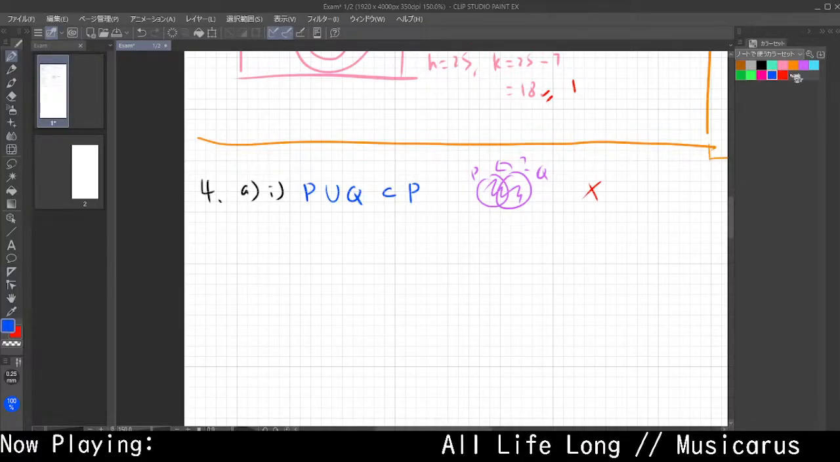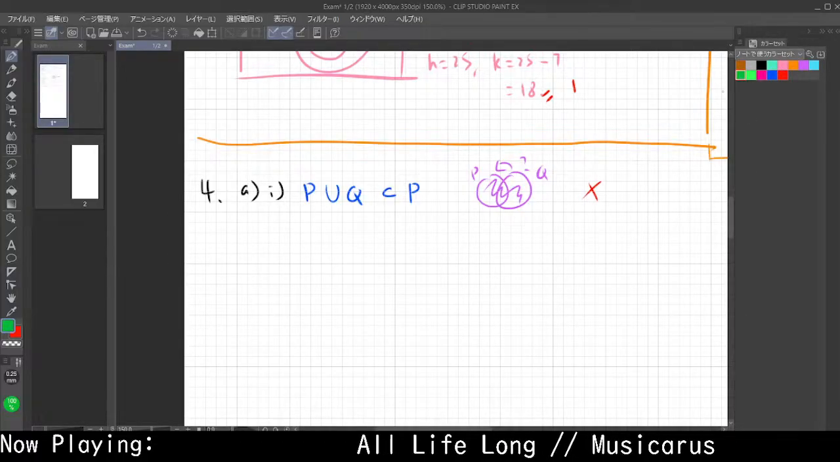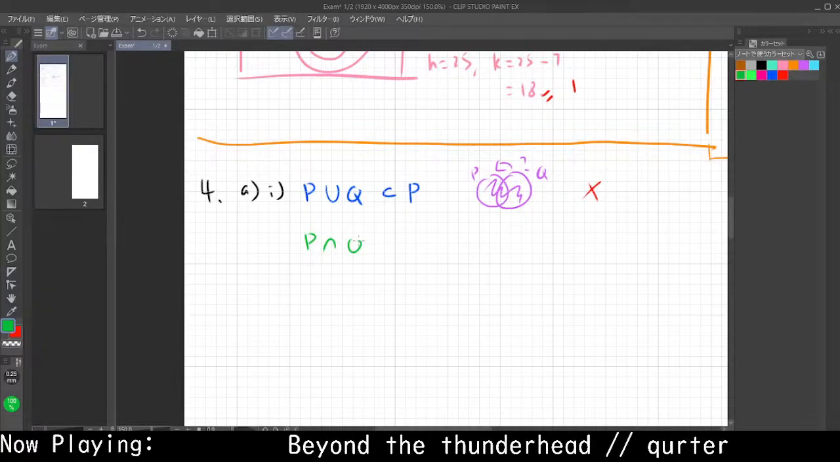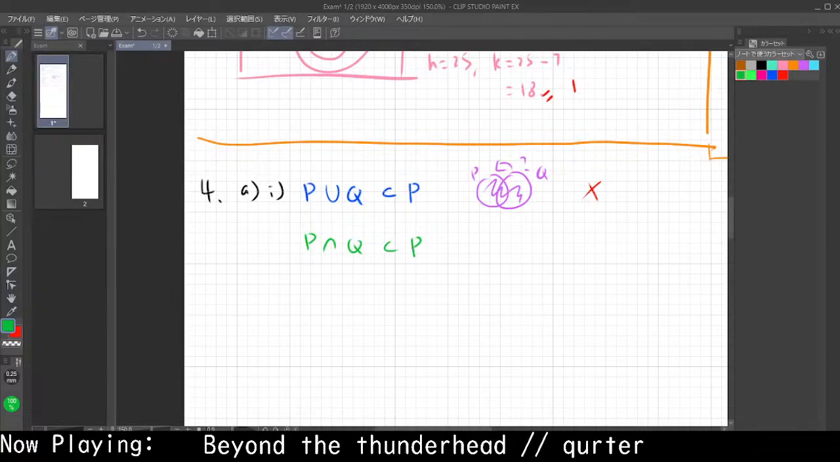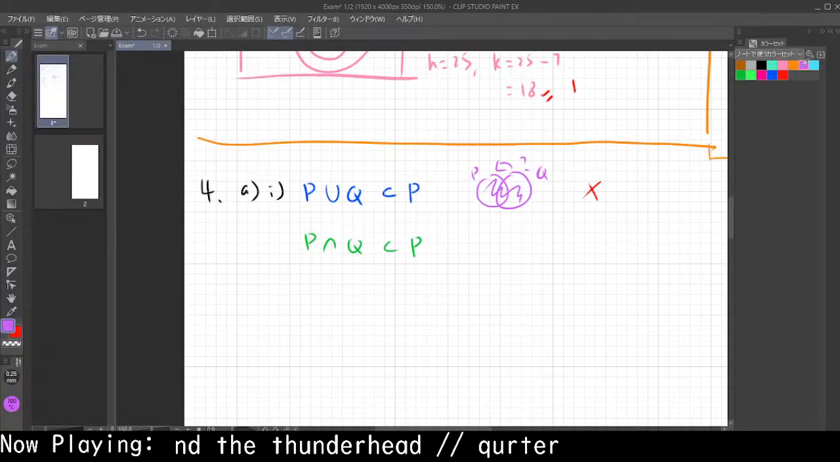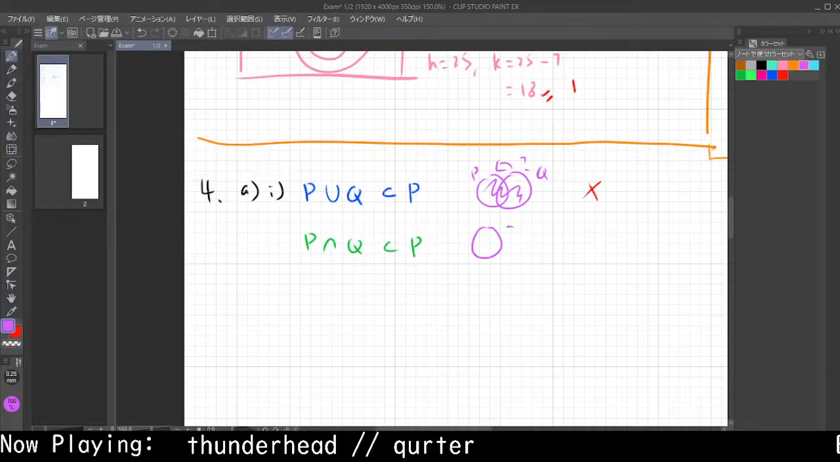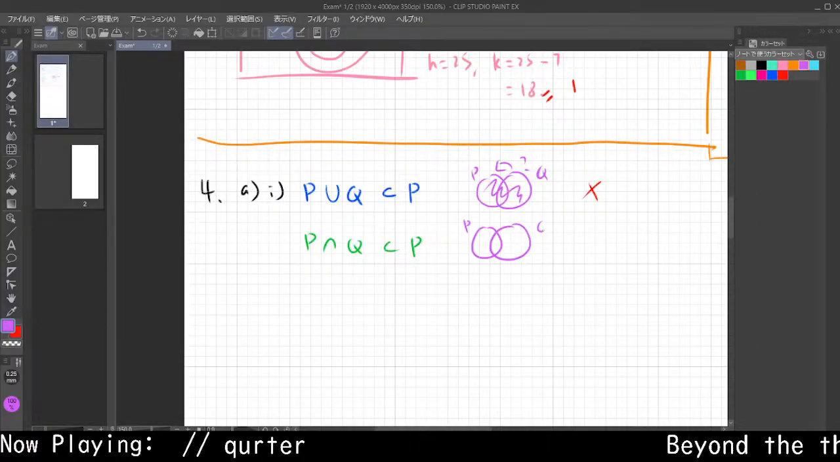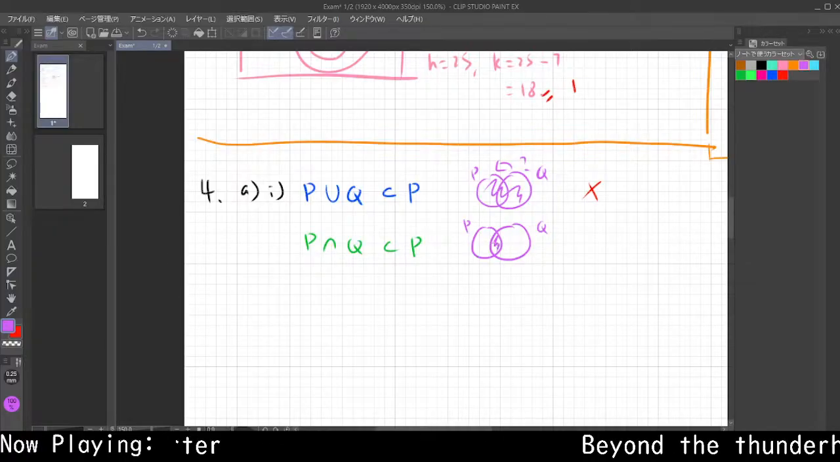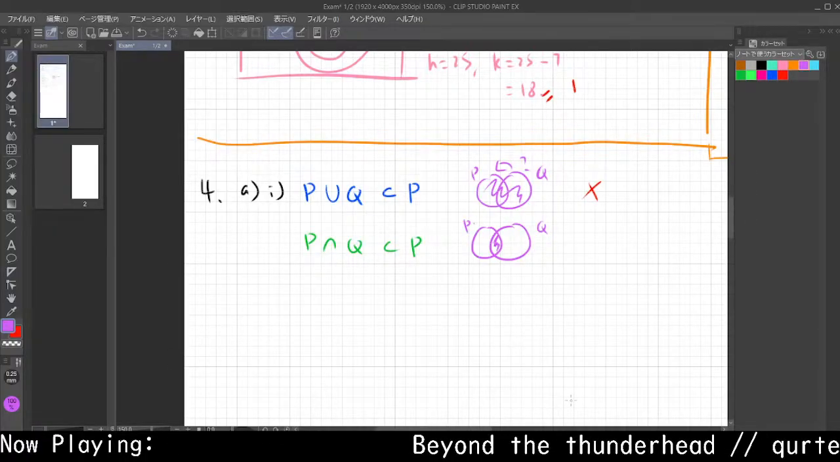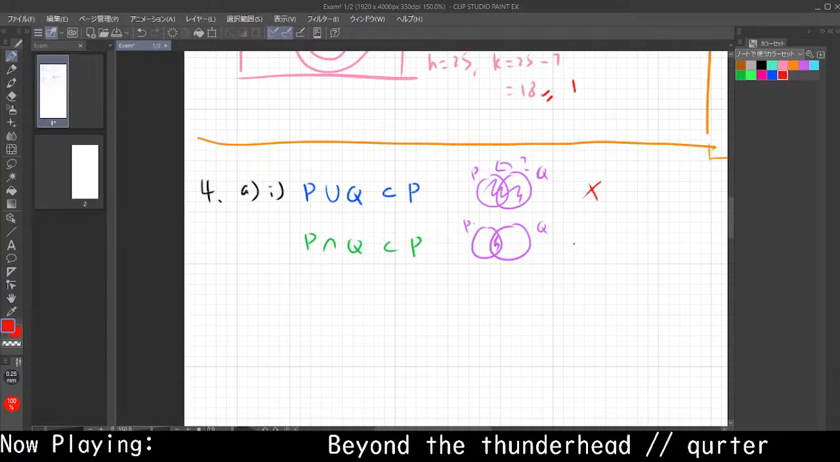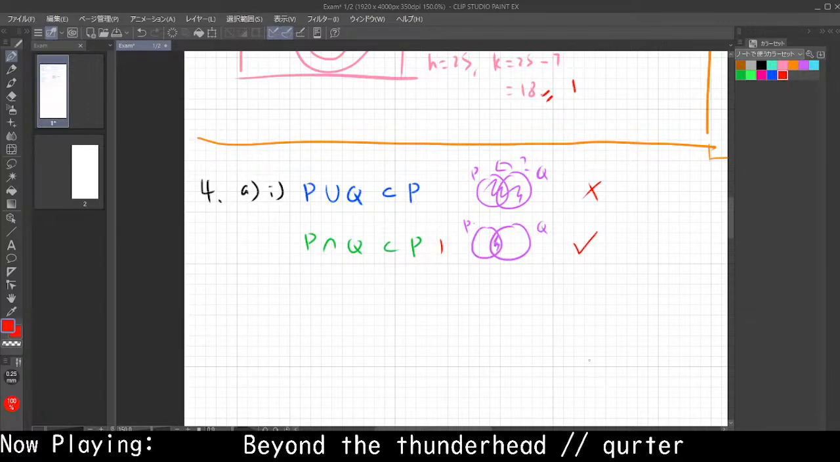Therefore the correct answer should be P intersect Q is inside P. Why? If I take the exact same diagram and take the intersection, it's over here. This one is definitely within the circle P. Therefore this is correct. 1 mark.